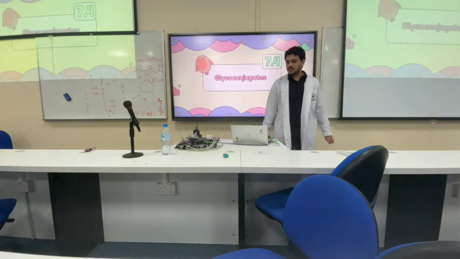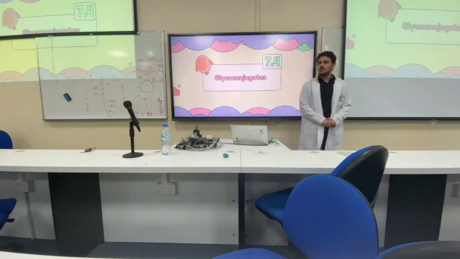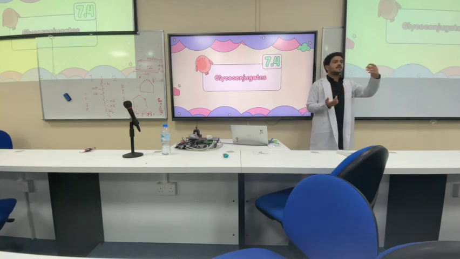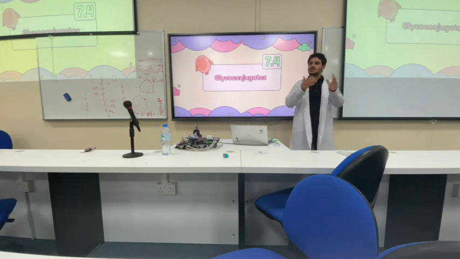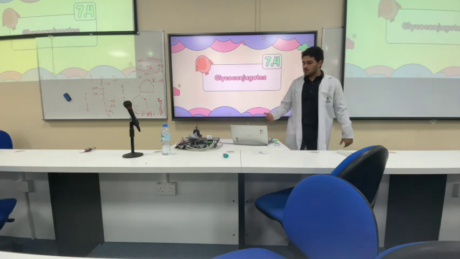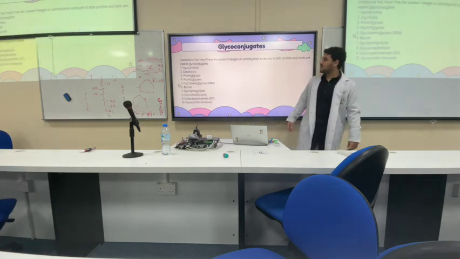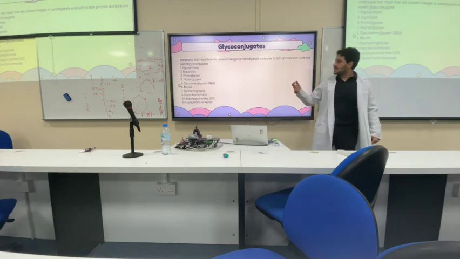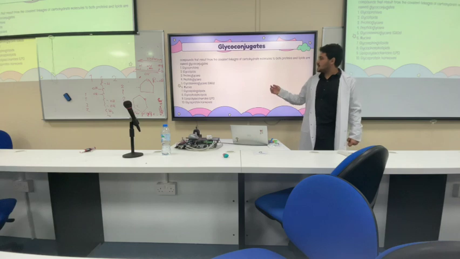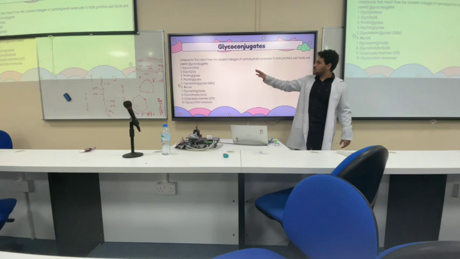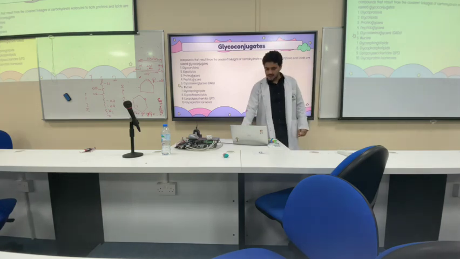Now, the glycoconjugates. From the name, what do you think glycoconjugates are? Glyco and conjugates. Something like a monosaccharide, a disaccharide or a polysaccharide attached to something which is not of the carbohydrate family. Those are what we call glycoconjugates. We have different types: glycoproteins, glycolipids that we discussed, proteoglycans, peptidoglycans, and the GAGs, which is one of the important things I'll be talking about. The most important are the proteoglycans, glycoproteins, and the GAGs.